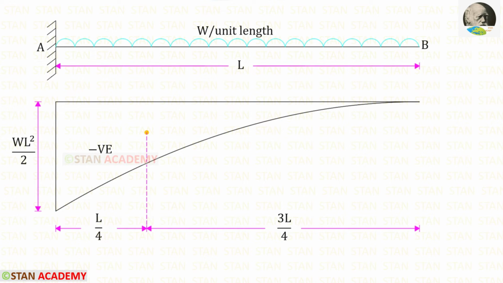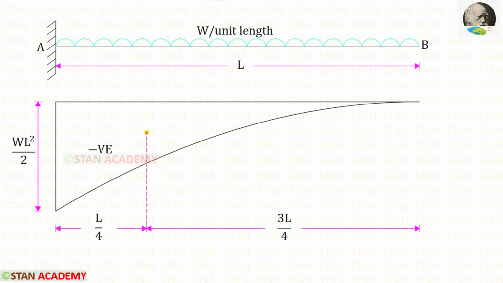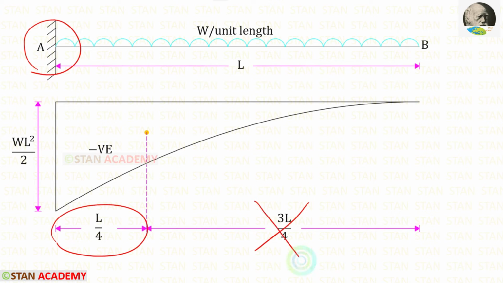Now let us find the centroid distances. This is a second degree parabola. For this parabola, the centroid distance towards the left is 1 by 4 into b. Here the breadth is L, so it will be L upon 4. The centroid distance towards the right is 3 by 4 into b. The breadth is L, so 3L upon 4. In this analysis, we only need the centroidal distance towards the point A. So only we need this centroidal distance. We will not use this distance.